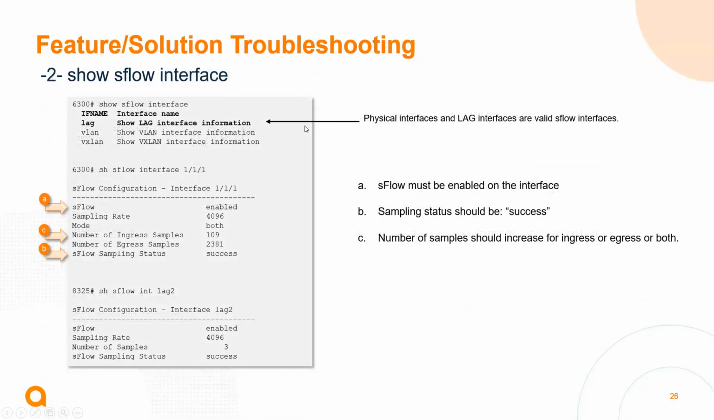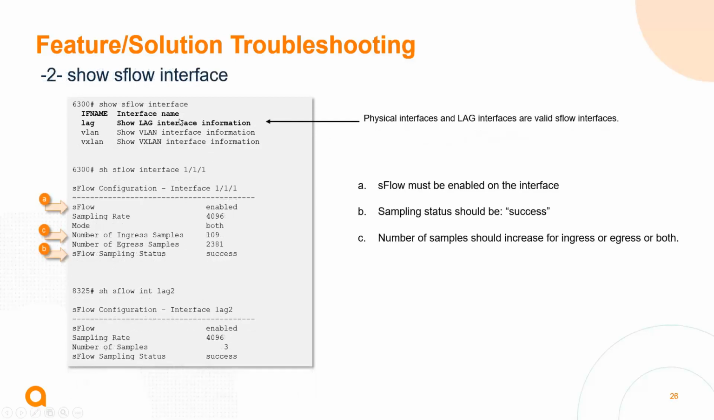Next is the same show S-Flow but at interface level. So typically you will check that the S-Flow is enabled on the given interface. You'll check that there is a S-Flow sampling that is successful, and as well that the sample ingress or egress are increasing.